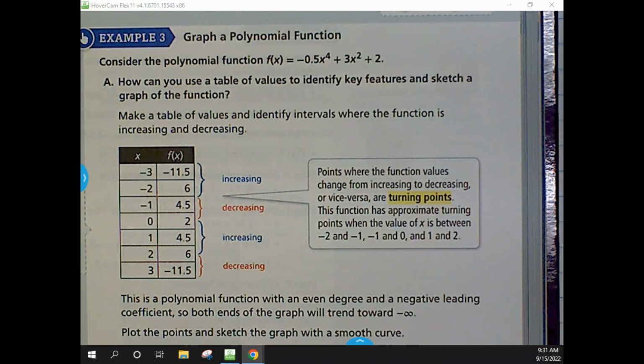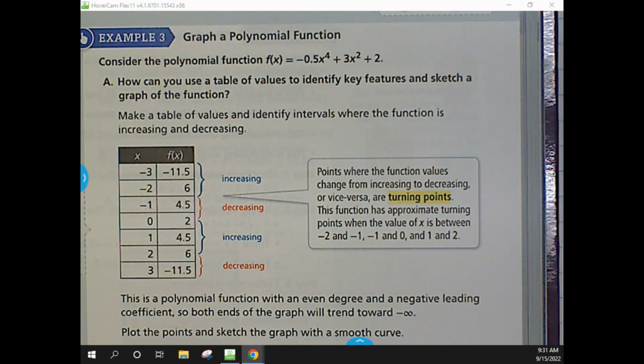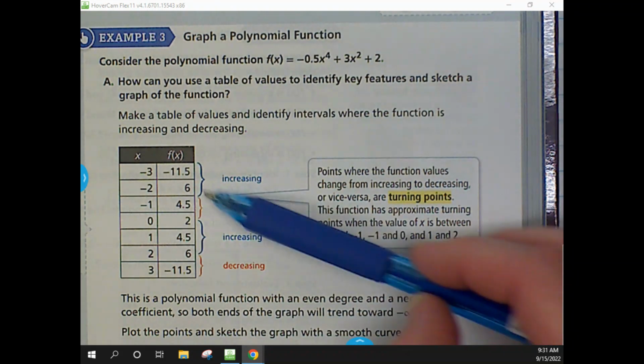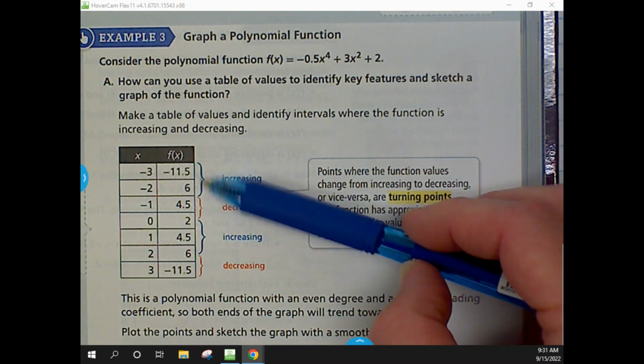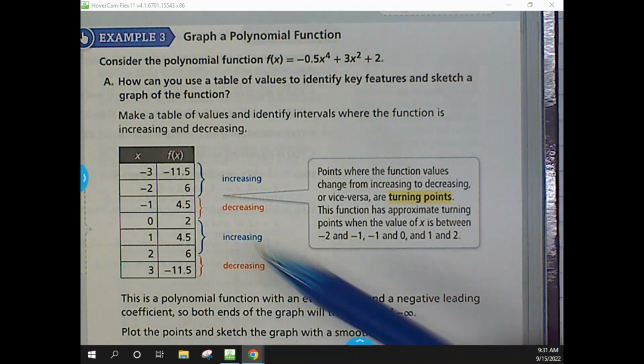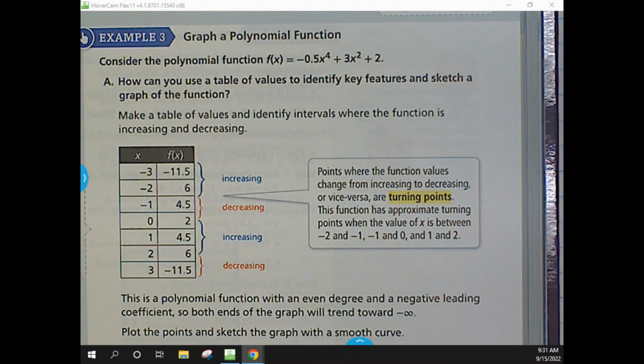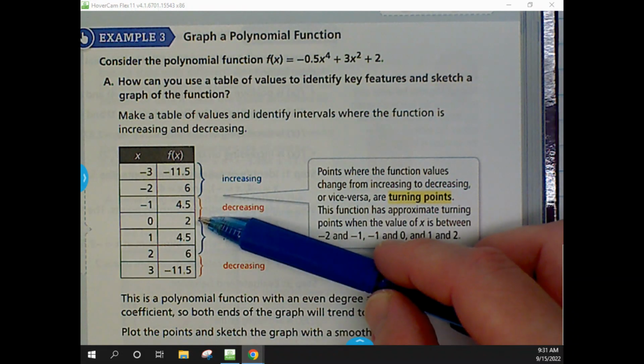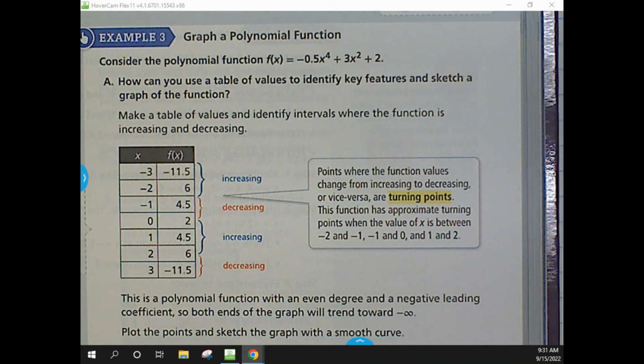To find those, as you start to plot points on the graph, you go back through, plot some points, and then you figure out where your points start to change from increasing to decreasing. Anytime it changes from increasing to decreasing, that's where you know you're going to have some turning points along the way. So you'd have a turning point here, and then here, and then there. So this one actually would have 3 turning points.